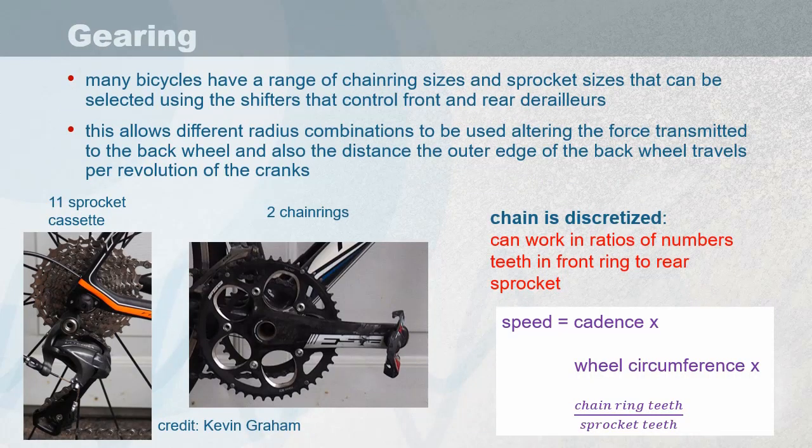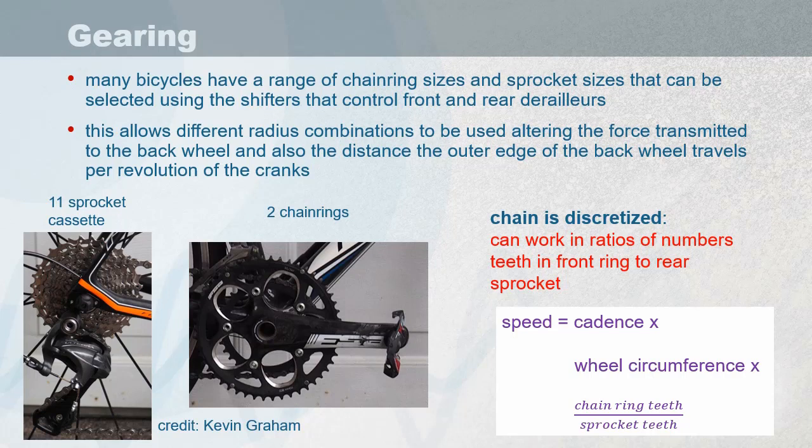Now, although many bikes just have a single sprocket at the back and a single chainring at the front, of course many other bikes have multiple gears that can be selected, with many different sprockets at the back that can be selected by adjusting a rear derailleur, and with 2 or even 3 chainrings at the front that can be selected by moving a front derailleur.